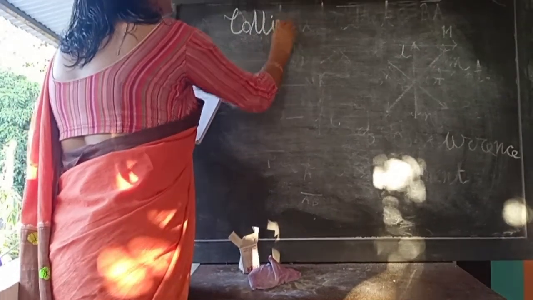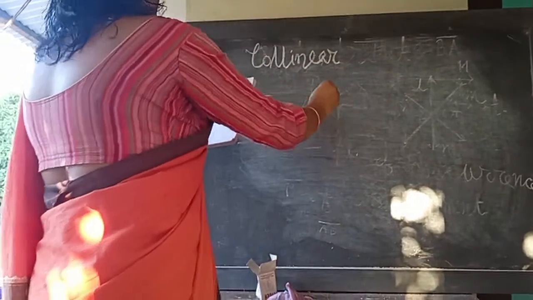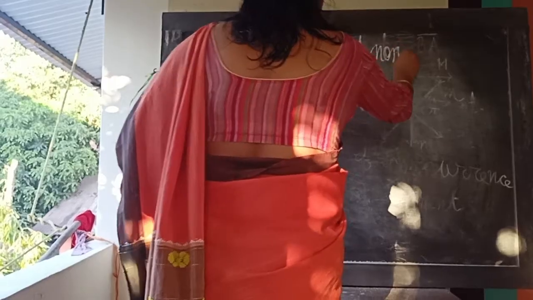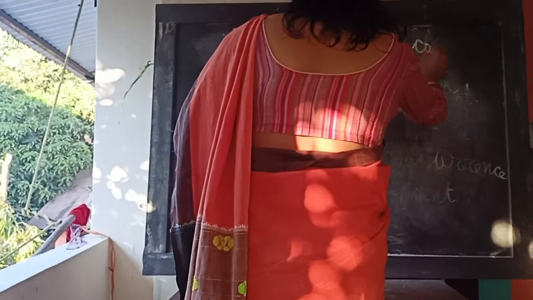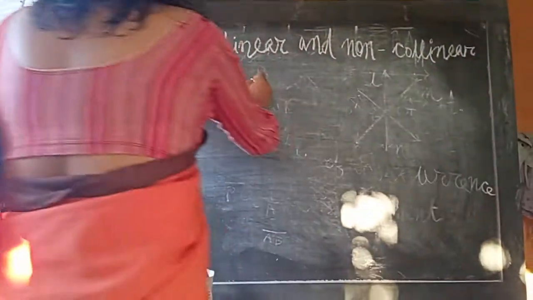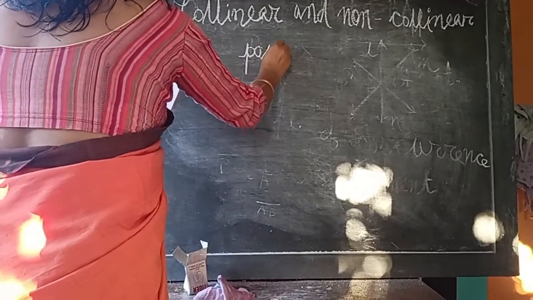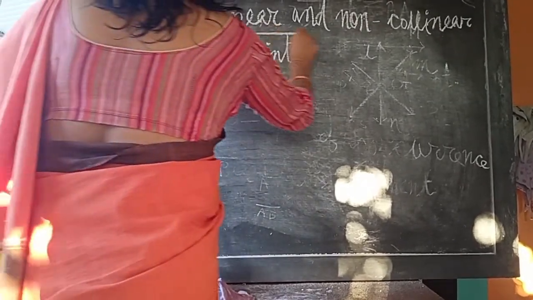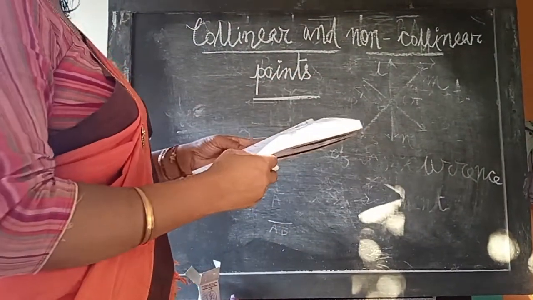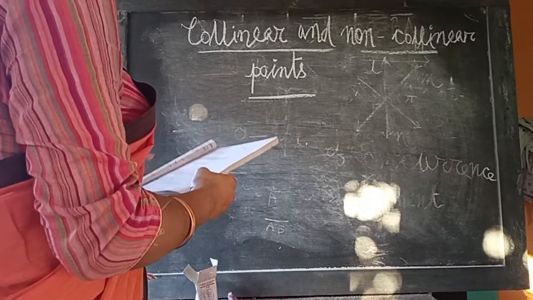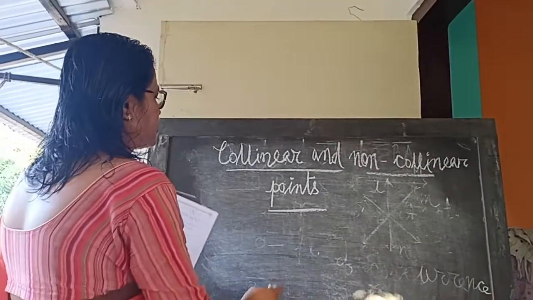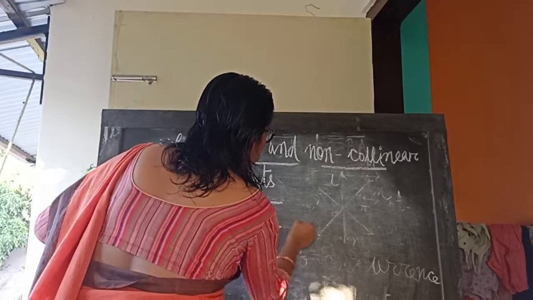Collinear and non-collinear points. Collinear points: 3 or more points which lie on the same line are collinear points. Suppose these are the points, 3 or more points.